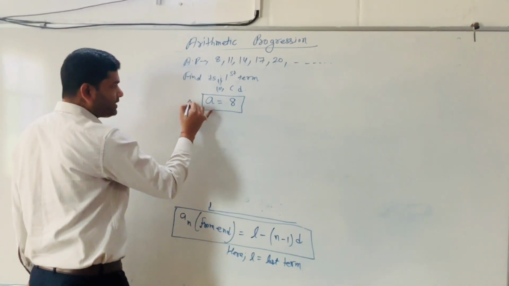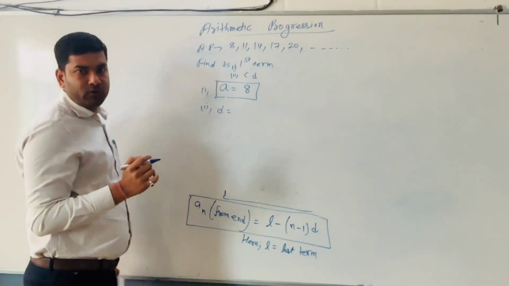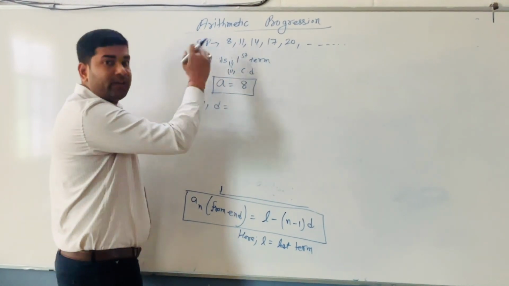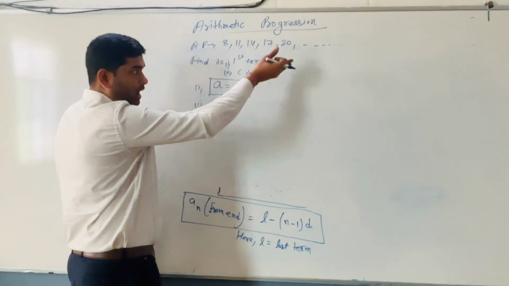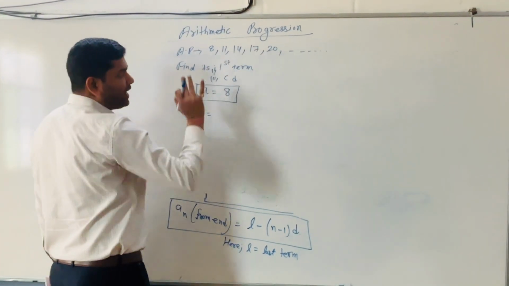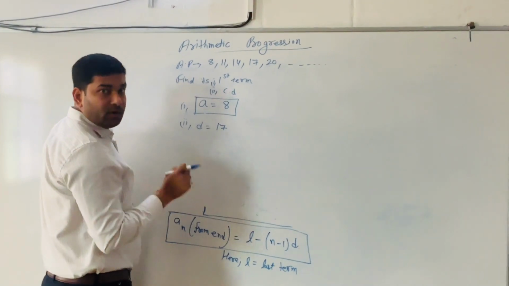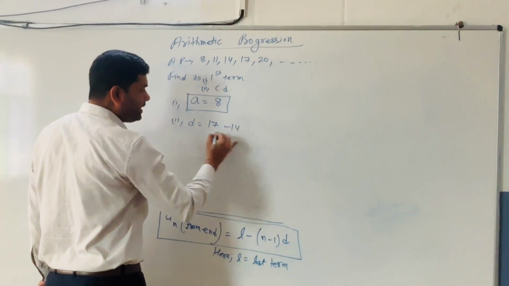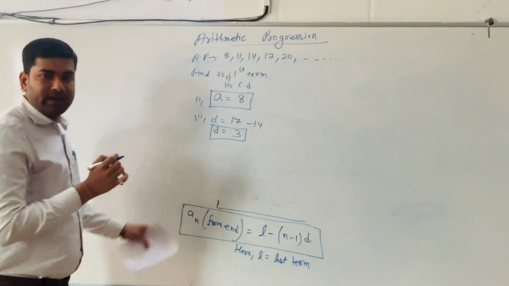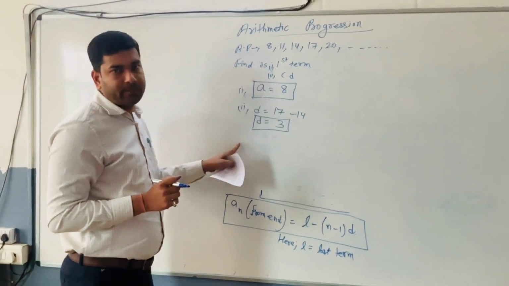Now the second part is the common difference. I already talked about the common difference. What do we have to do? We have to subtract any term with its preceding term, not the succeeding term. So any term you can take. For example, I am taking 17. What is the preceding term of 17? 14. So 17 minus 14 is 3. The common difference is 3. So this is a very easy question. Based upon that, we can solve many questions also. This will come in objective type questions.